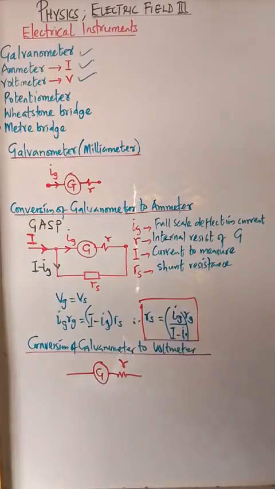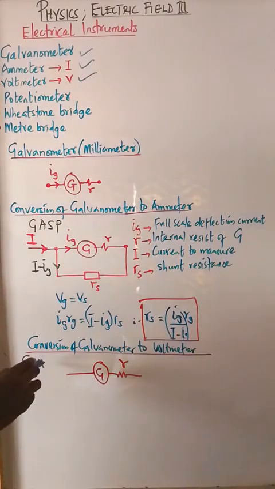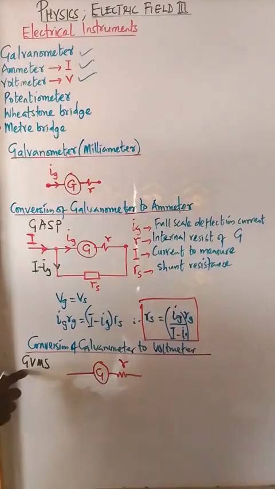Now if you want to measure high voltage, in this case, to convert the galvanometer to a voltmeter, we need to fix a multiplier in series with it. To convert a galvanometer to what? A voltmeter. A multiplier is needed to be in series with it.